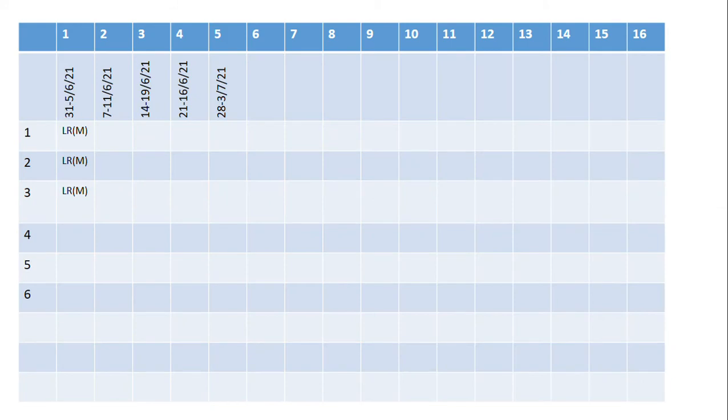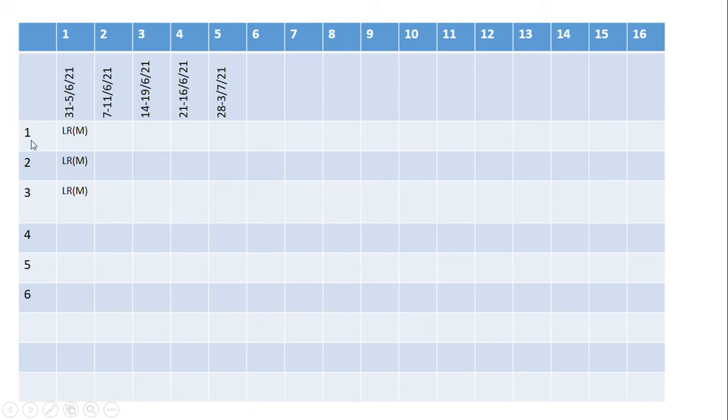This is our clinical rotation plan. I told you we have 640 hours. 640 hours divided by 40 gives 16 weeks of posting. Sometimes it may go above 16 weeks because of the working hours. Sometimes it comes below 16 weeks if you give night duty, and that I will explain.